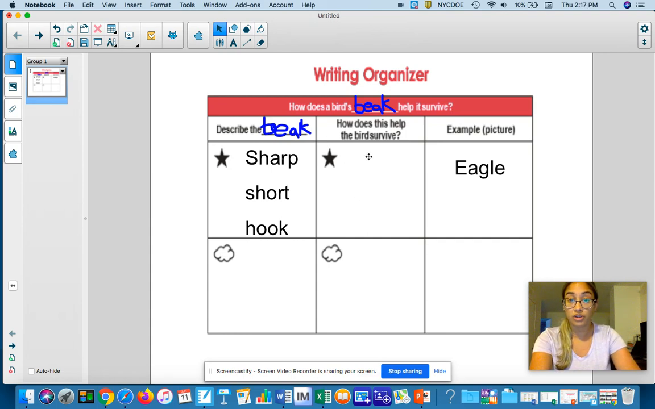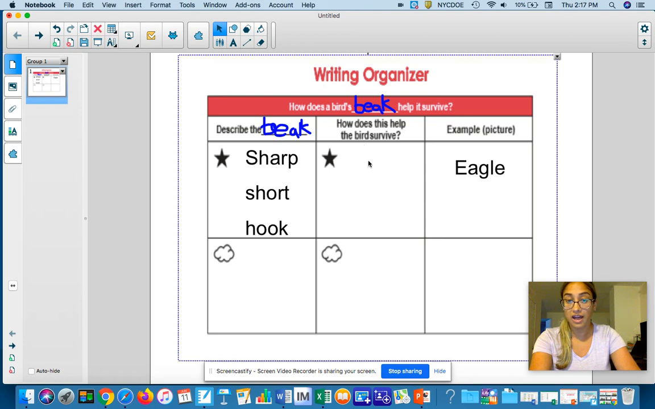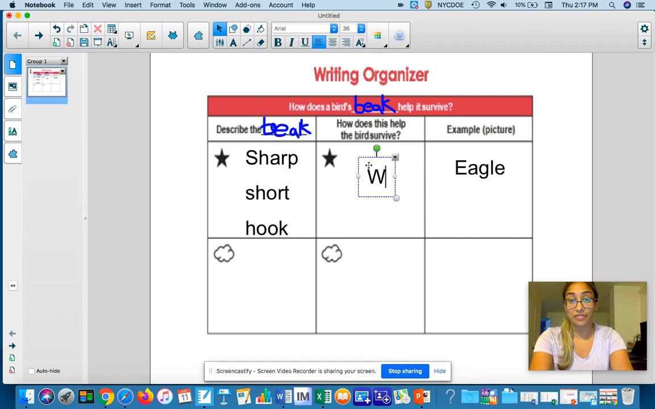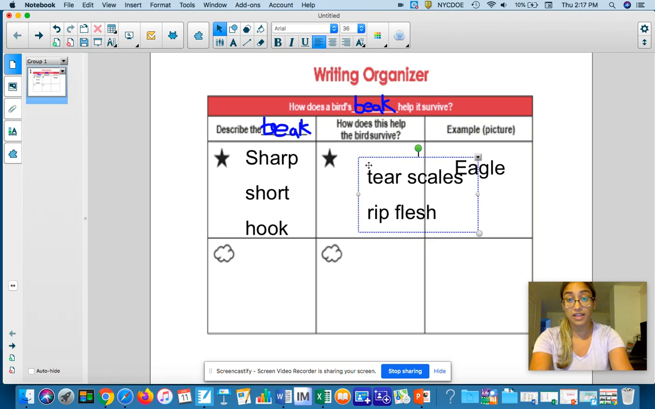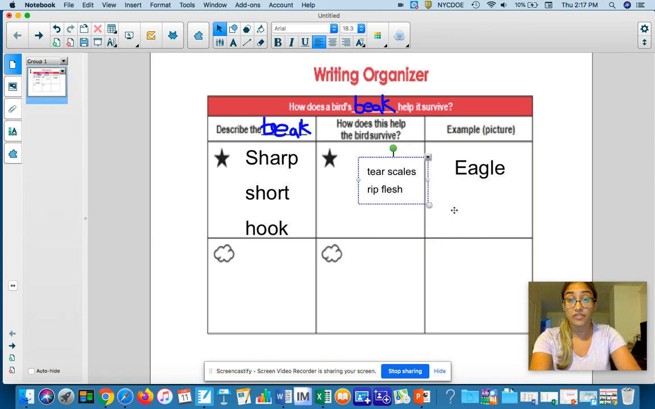Next, I need to write, how does this help the bird survive? So pretty much what we're asking is, why is the beak sharp, short, and hooked? Why does it need that kind of beak? Let's think about it. An eagle has a sharp, short hook. Well, I know that they need it because they tear scales from a fish and they rip flesh. So they need this sharp, short hook to tear the scales off fish and rip flesh from the animals that they're catching.